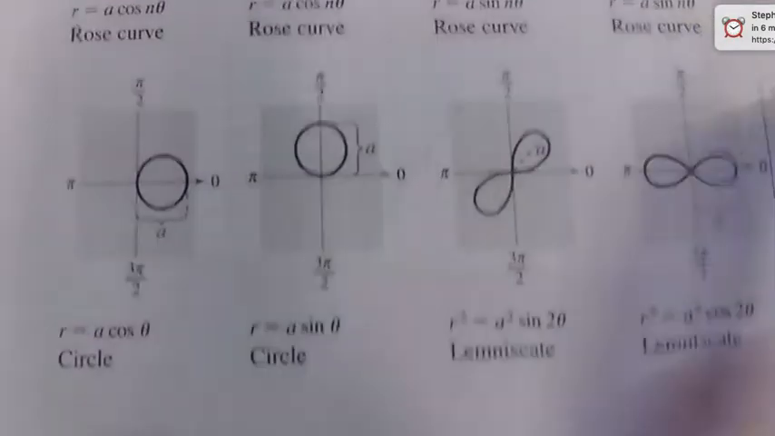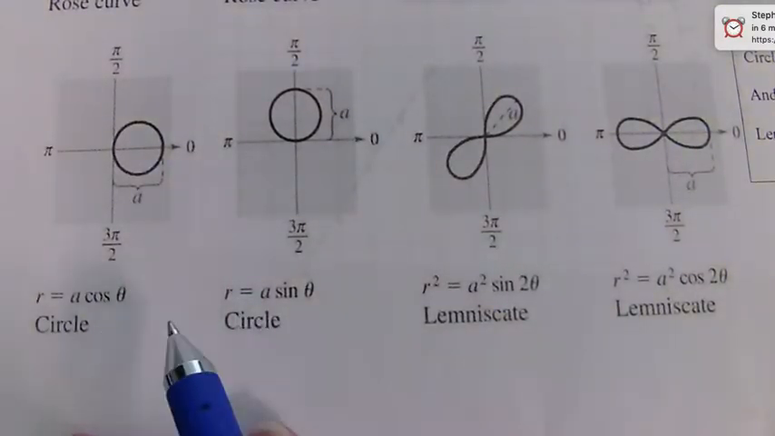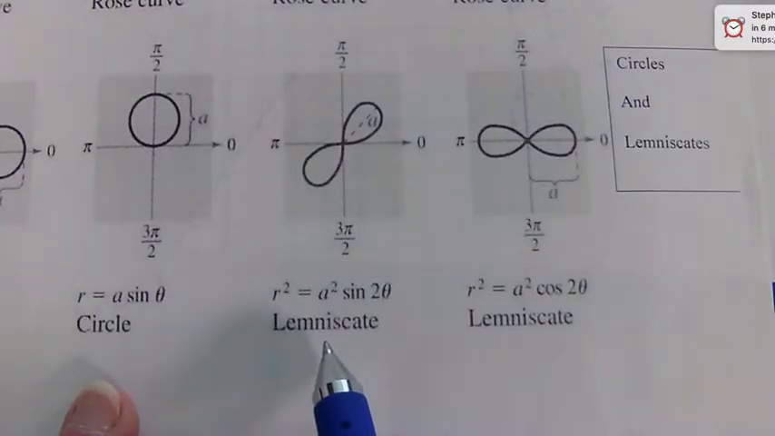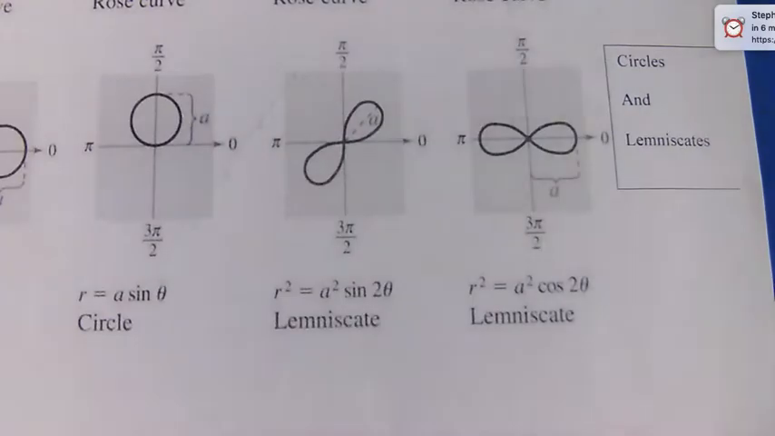Then there's two other special ones. We can have circles. That's a really simple equation. Or we can have lemniscates, and I'm probably mispronouncing all of these. So all we're going to be doing in this exercise is just matching.